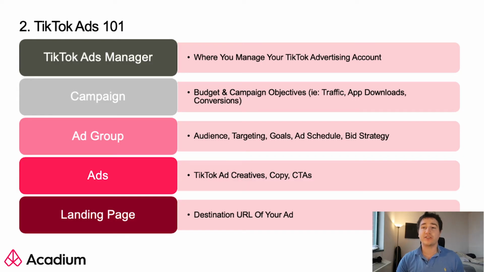TikTok ad structure. So this is how we're going to structure our TikTok ads campaign. So first of all, we have TikTok Ads Manager at the top where you manage your TikTok advertising account. Then we have our ad campaign, that's the budget and campaign objectives, say traffic, app downloads, conversions. Then we have our ad group, that's gonna be audience targeting, goals, ad schedule, and bid strategy. Ad creative, so that's TikTok ads creative, the video, the copy, the CTAs. And then finally, that directs us to our landing page where we're sending our customers to.